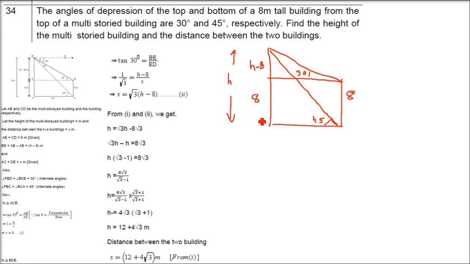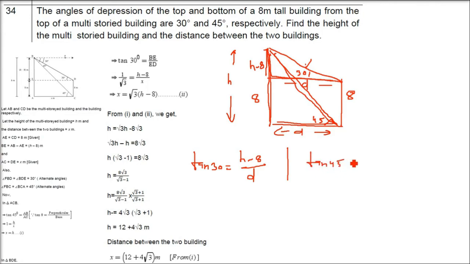So two triangles we are going to use, and the trigonometric equations. First, we have to find out the distance also. So let us say it is d. First, this triangle we are going to take. So tan 30 equals perpendicular by base, h minus 8 by d. This is our first equation. What about the other triangle? This other triangle, it will be tan 45 degrees equals perpendicular, and now the whole h we are going to take, h by d. Tan 45 is 1, so h equals d.